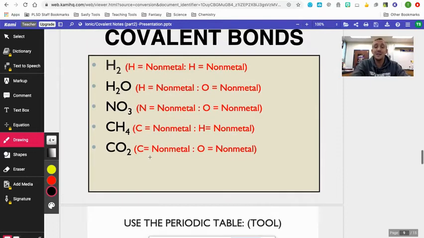And so this is the big difference between ionic and covalent. Ionic, you would see a metal with a non-metal. Covalent, you should know it's a non-metal and a non-metal. That is the easiest way to distinguish if it's covalent or if it's ionic.